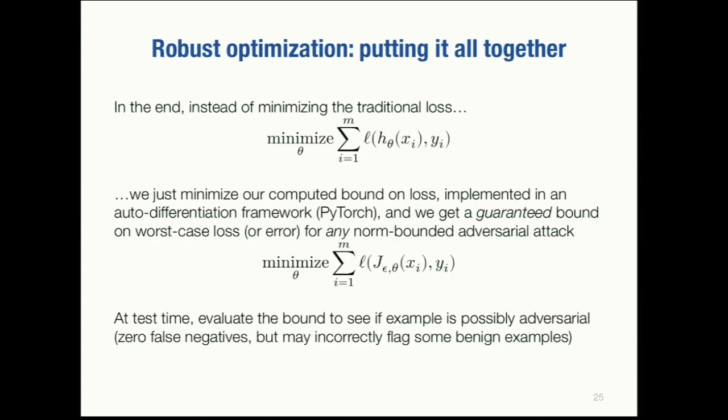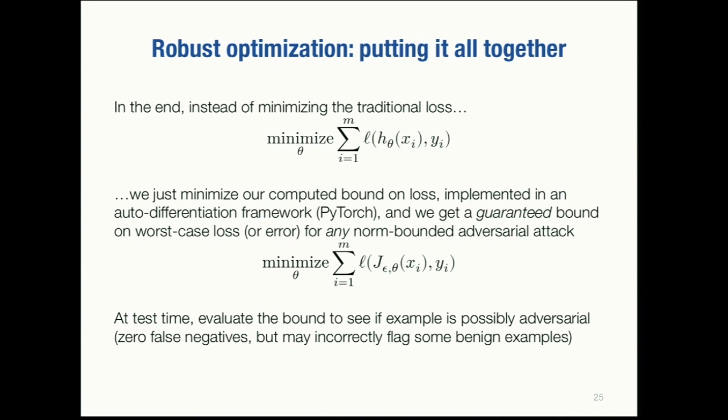All right, so putting it all together, the final robust optimization story is the following. All I'm doing at the very end is that instead of minimizing the traditional loss, my loss of my network on the examples drawn from the data set, I'm minimizing some other function of my examples, some function I'm calling J there, which is the upper bound on the possible robust loss I can suffer. J is a worst case perturbation of the example. And so this quantity here is a strict upper bound on the loss the classifier could suffer under any adversarial perturbation.